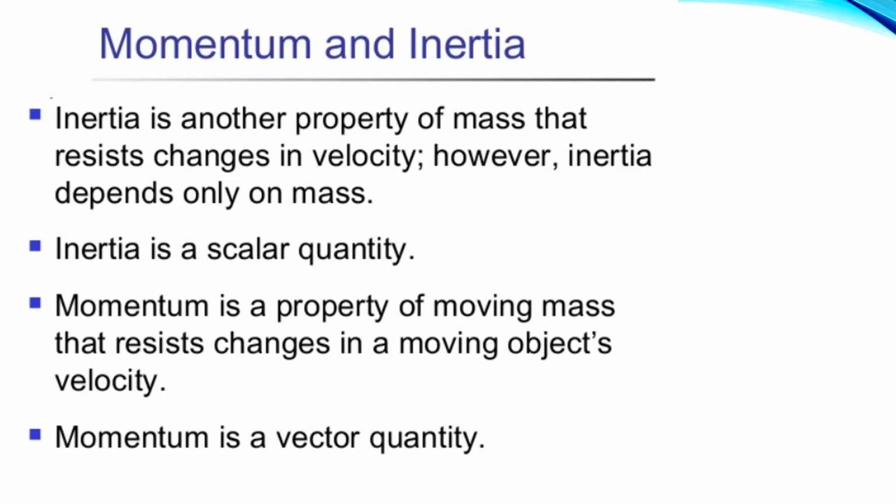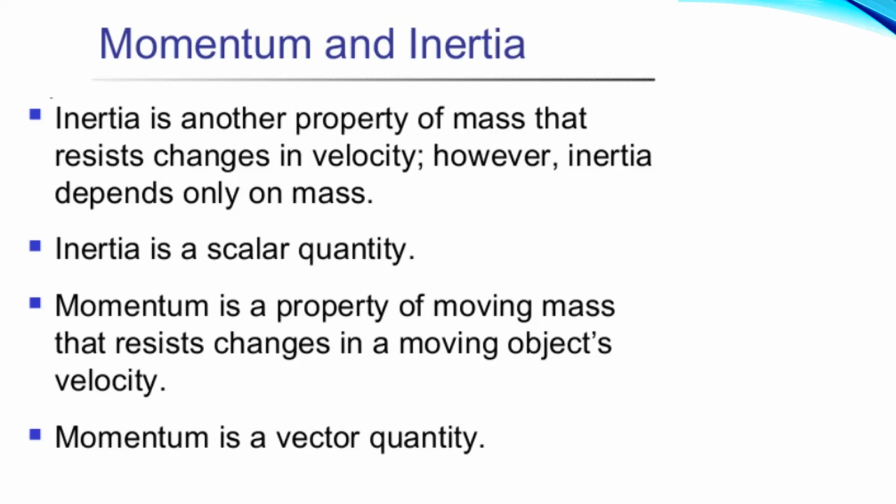Inertia is a scalar quantity. Momentum is a vector quantity. Inertia depends on mass. Momentum depends on mass and velocity. This is the difference between momentum and inertia. Is it clear now?